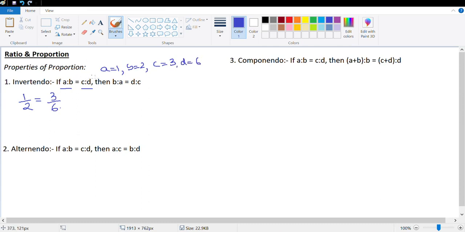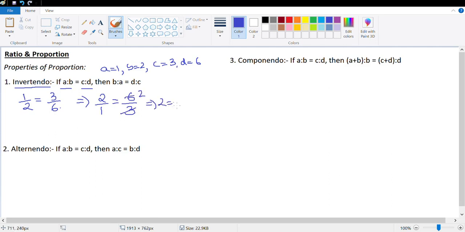Let's see what invertendo is, which is the first property of proportion. What it means is if 1 upon 2 is equal to 3 upon 6, 2 upon 1, which is if I take the reciprocal of one side, I will take the reciprocal of the other side as well, which is it will become 6 upon 3. So this is 2. We know that 2 is equal to 2.